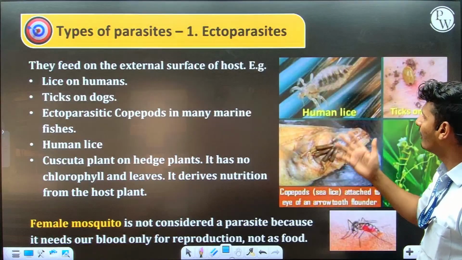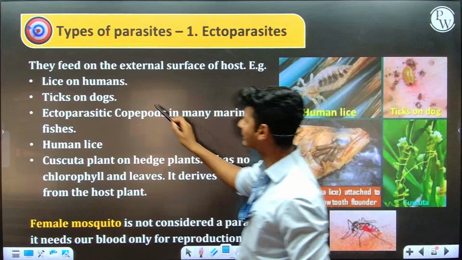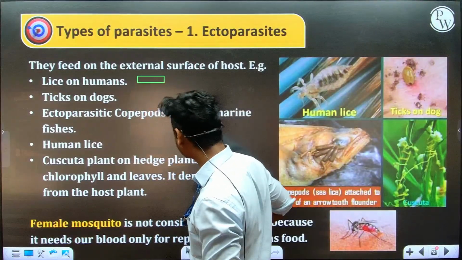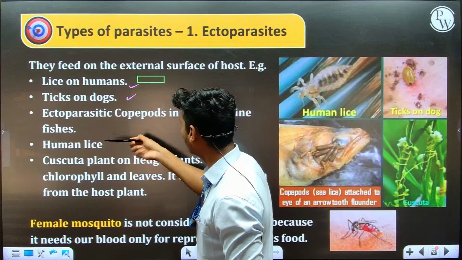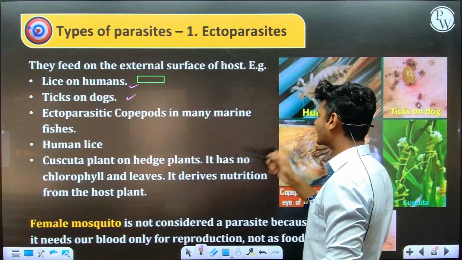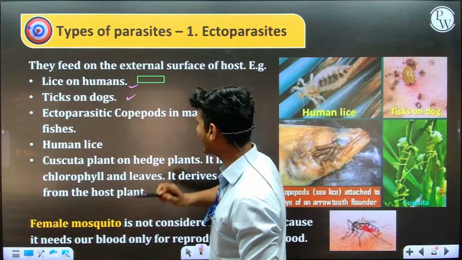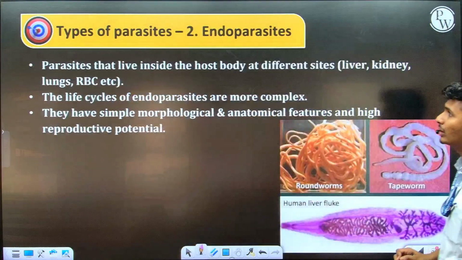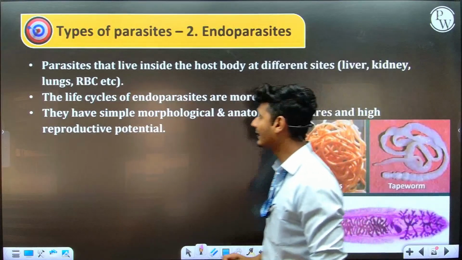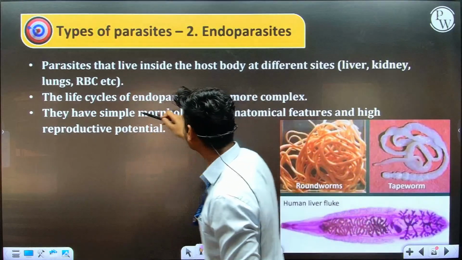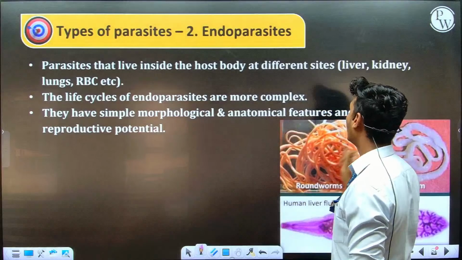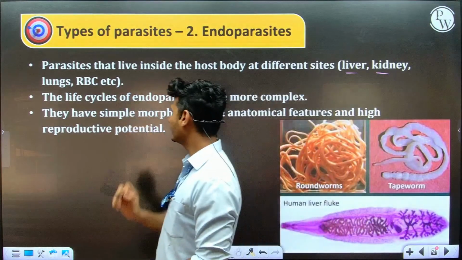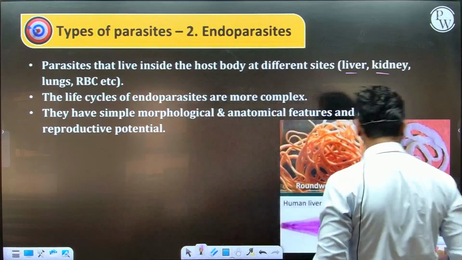Some examples of ectoparasites: lice on humans, ticks on dogs, copepods in many marine fishes. Now, what about endoparasites? The parasites that live inside the host body at different sites, such as the liver, kidney, lungs, RBC, are known as endoparasites.